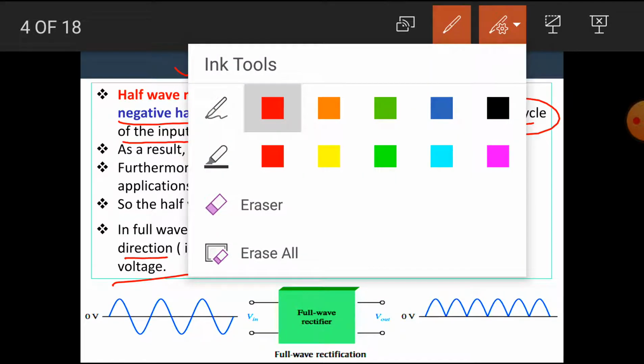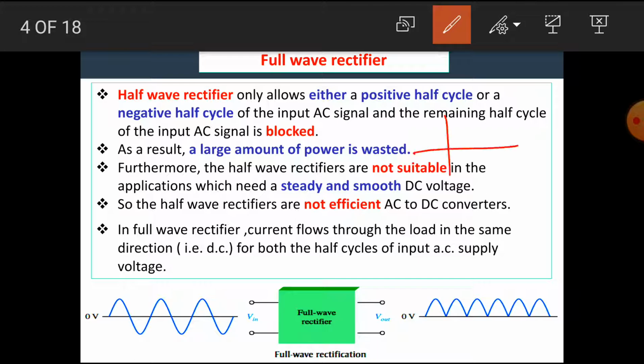That means for the full wave rectifier, if this is the AC, this is the positive half cycle, and during the positive half cycle the output appears across the load. Also during the negative half cycle the output appears across the load. This is shown in this diagram.